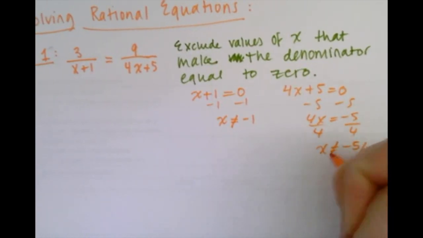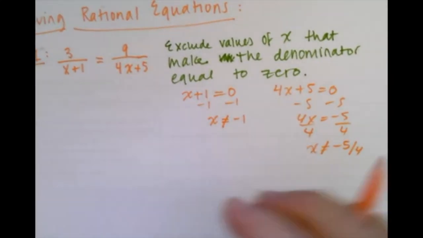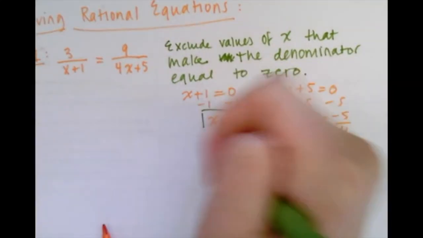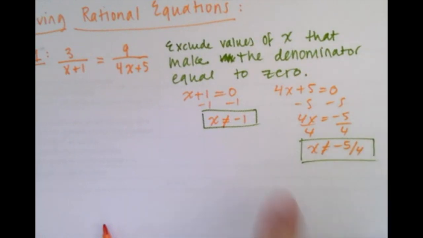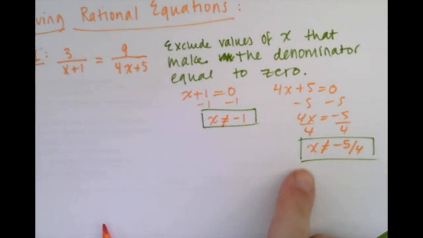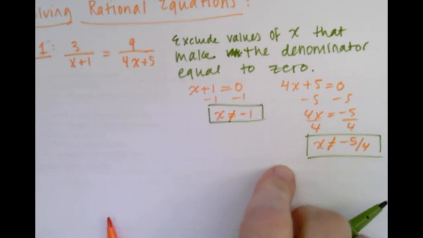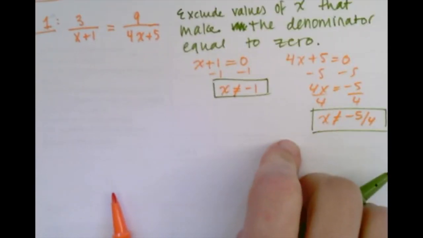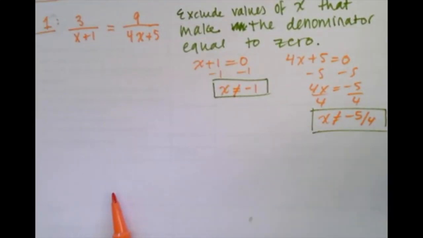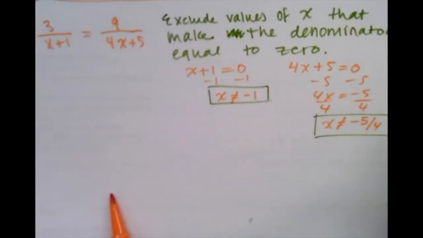I'm going to put a line through the equal sign because these are two values of x that should be excluded. Those are not my solutions, but when I get my solution, I want to make sure it's not one of these two, because if it is, it can't be a solution. Sometimes you get one of those values and it's called an extraneous solution.